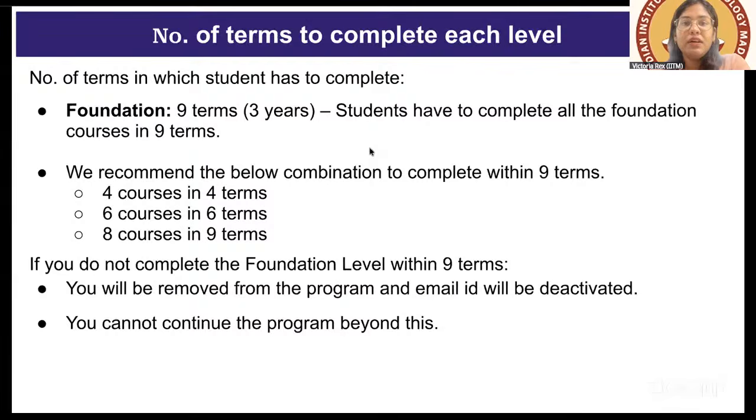Here there is one milestone where all students need to complete the foundation level within 9 terms. We recommend this pathway, that you should complete 4 courses in 4 terms. If you are not completing 4 courses in 4 terms, you will be put on probation, where warnings will be sent to you, the first warning.